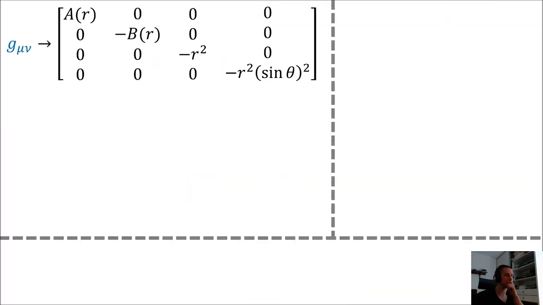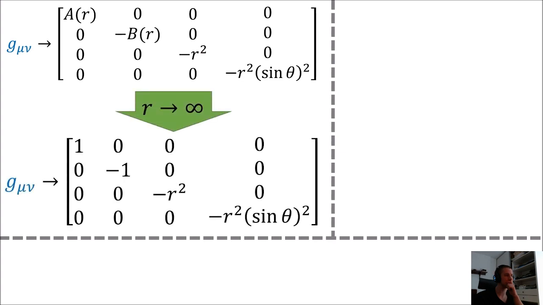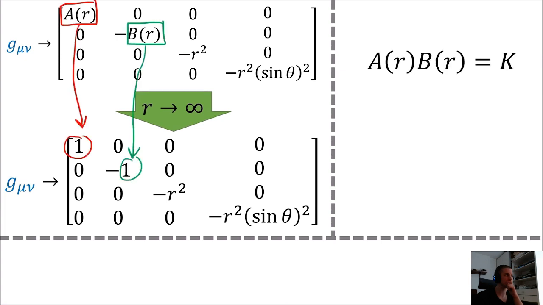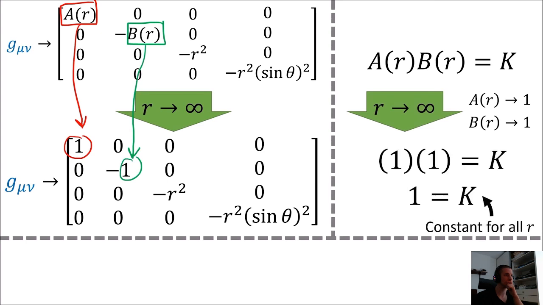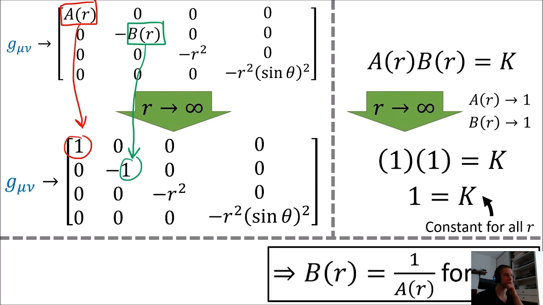K. Now, we know that as the Schwarzschild metric goes out to r equals infinity, it will approach the flat Minkowski metric, where a equals 1 and b equals 1. So in this limit, a times b equals K becomes 1 times 1 equals K. And since K is the same constant for all r values, K equals 1 for all r. This means that b equals 1 over a for all r.